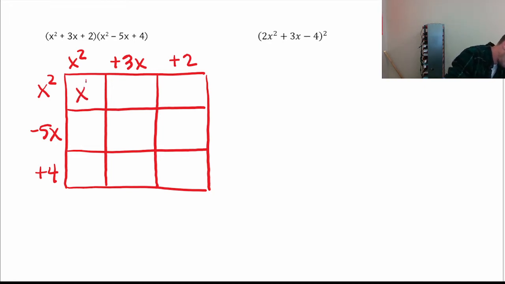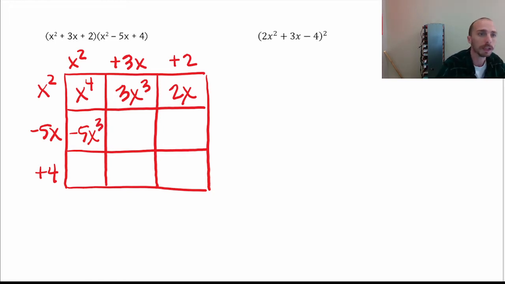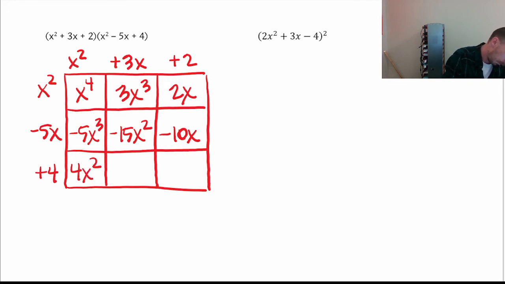So x squared times x squared, that's x to the 4th. We're going to add those exponents together. x squared times 3x would be 3x to the 3. x squared times 2 is 2x squared. Multiplying an x squared by an x to the first is going to give me an x to the third term. Negative 5x times positive 3x would be negative 15x squared. And then negative 5x times positive 2 is negative 10x. And over here, I've got 4x squared. 4 times 3x is 12x, and 4 times 2 is 8.